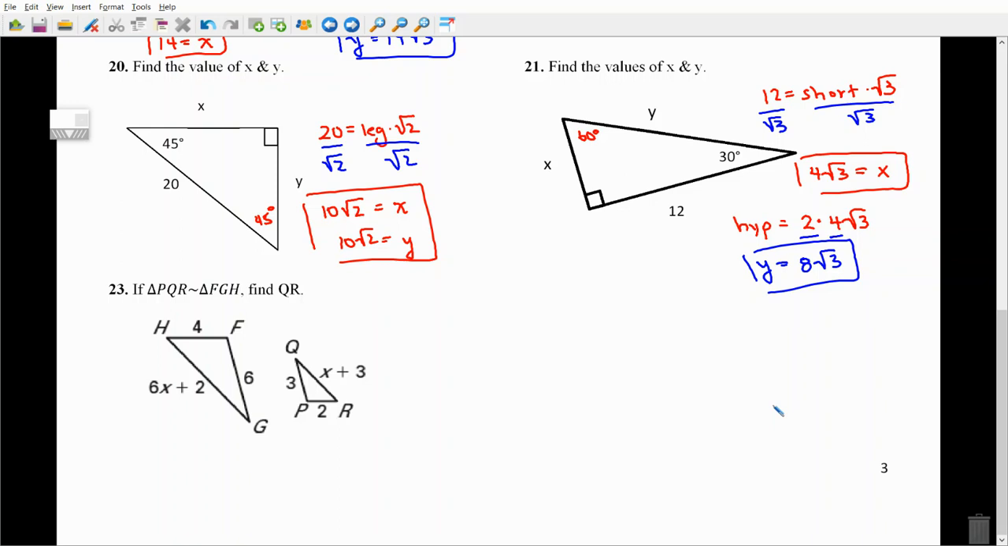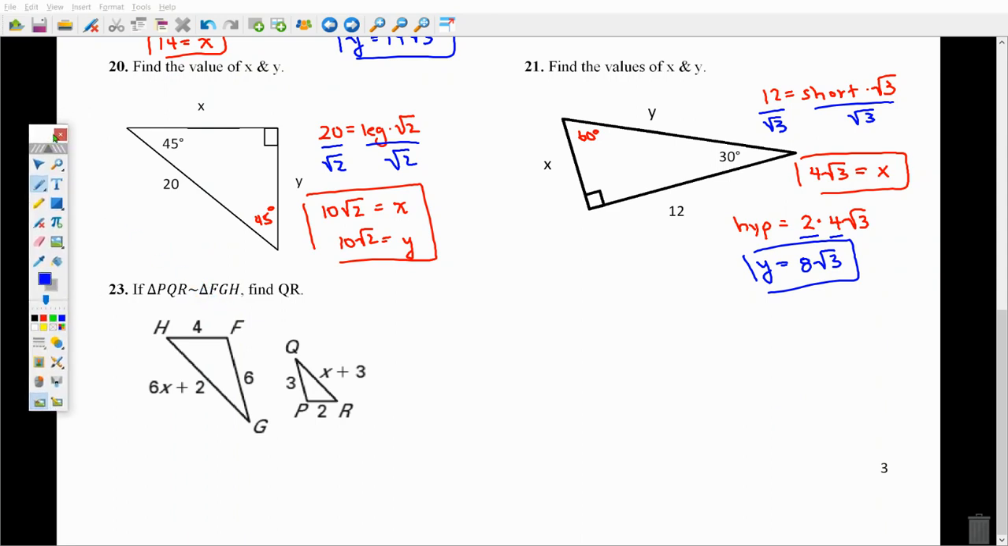23. So this one, take a look. It has that symbol, triangle PQR is similar to triangle FGH. So this one has to do with our scale factor, our similarity unit. If you want to redraw the triangle, you can, so that they're in the same orientation at least. If I wanted to, I could, but for me, I can kind of tell which one is which, or I can just use the letters.